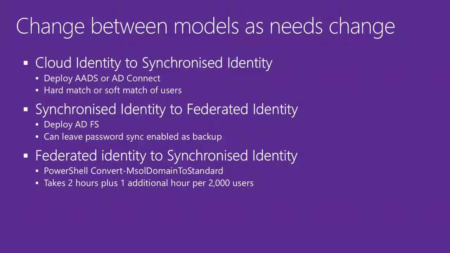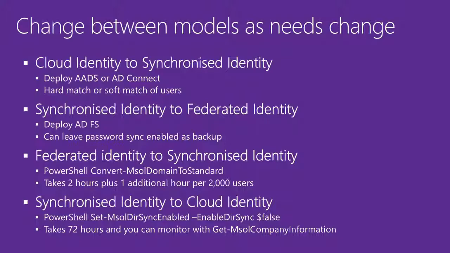And maybe you've put in ADFS and you realize it's more complex than you need. We can go back to synchronized. And then we can always go back to the beginning. We go from synchronized identity back to a cloud identity, and we simply turn off the synchronized option. That takes 72 hours, and you can run this PowerShell command to see how that progress is going. So we can go up and down the whole stack of identity models.